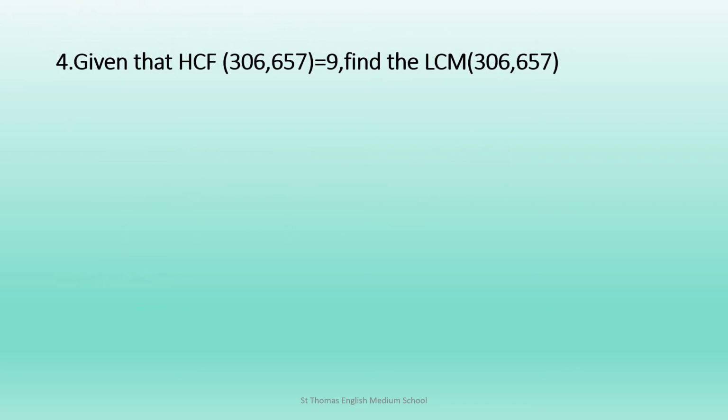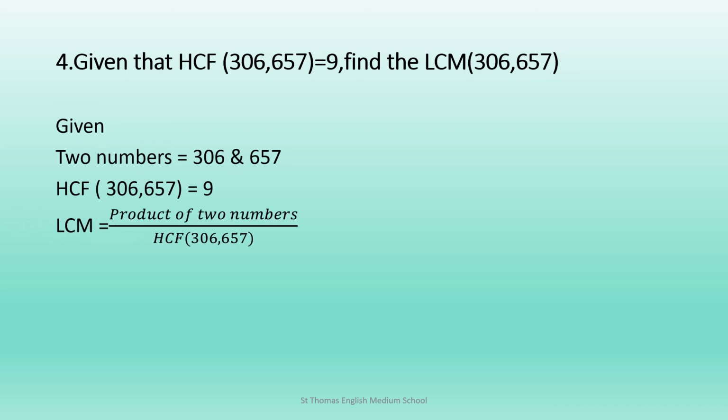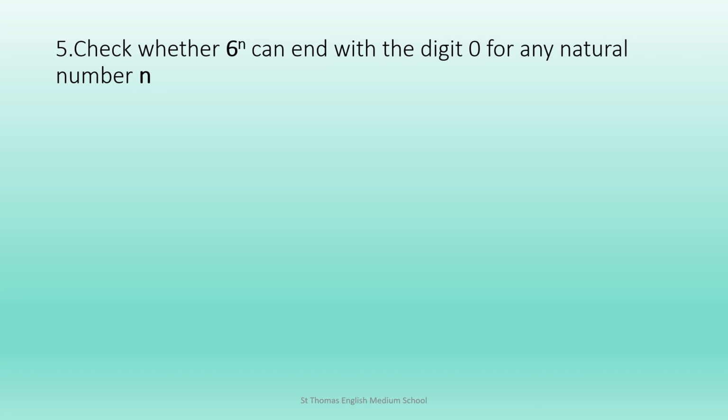Question number 4. Given that HCF of 306 and 657 is equal to 9, you have to find the LCM of 306 and 657. Therefore, the given two numbers are 306 and 657, and HCF of the two numbers is given as 9. And you already know that the product of two given numbers is equal to the product of their HCF and LCM. From that you can write LCM equal to product of two numbers upon HCF. You just substitute the values, 306 multiply by 657 upon 9, that is 22,338.